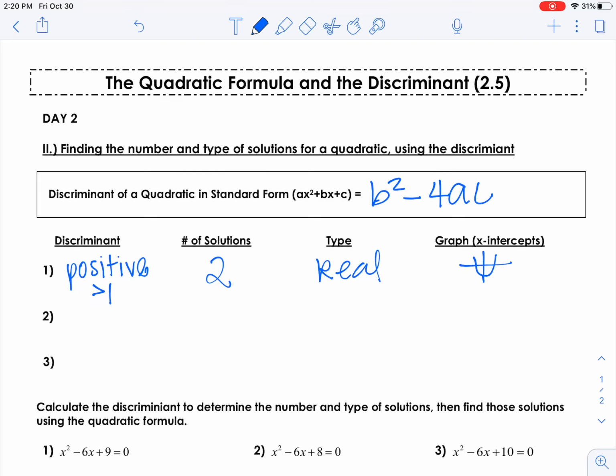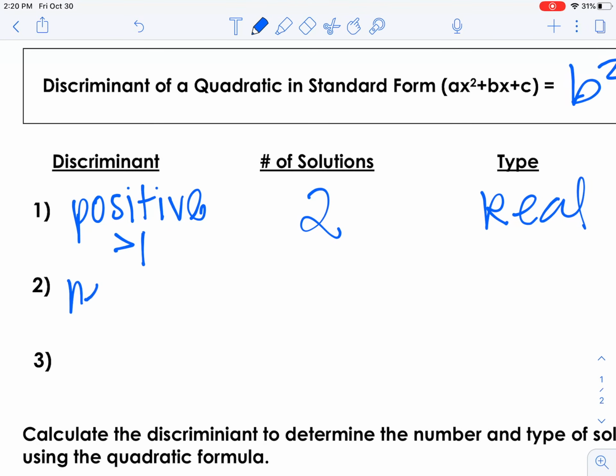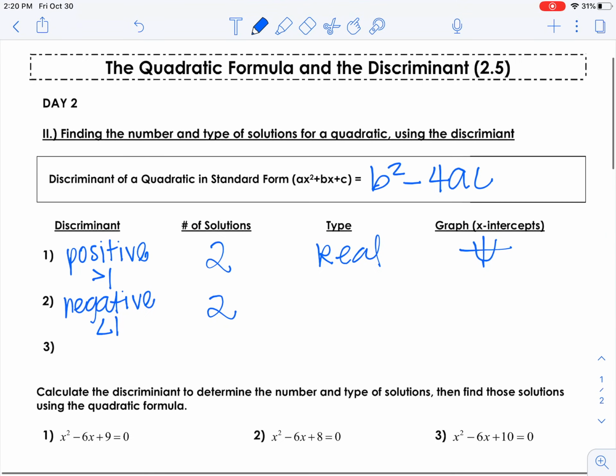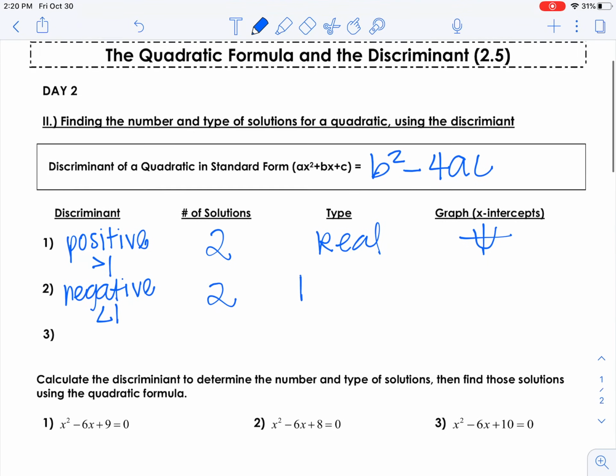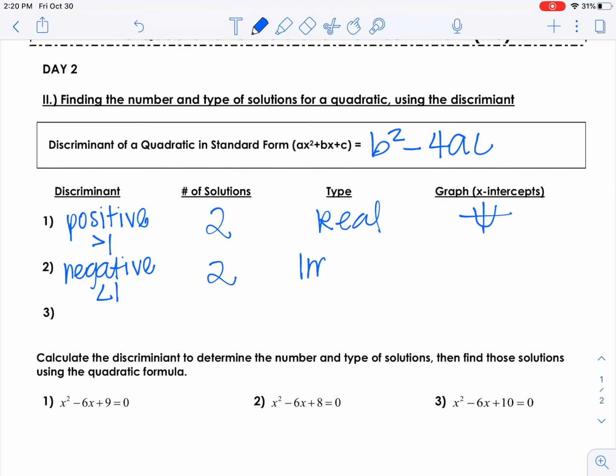If the discriminant ends up being a negative number, so that means it's less than 0, we'd be taking the square root of a negative. That means we still have two solutions, but now they're imaginary, right? If the number under the radical is negative, that means we have i, which means we have no intercept, so it never crosses the x-axis.